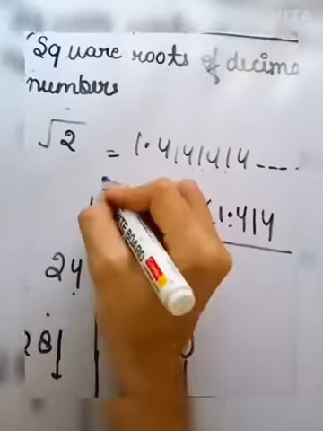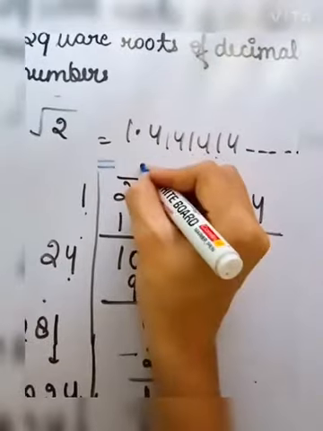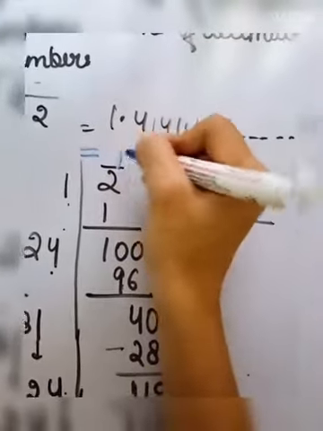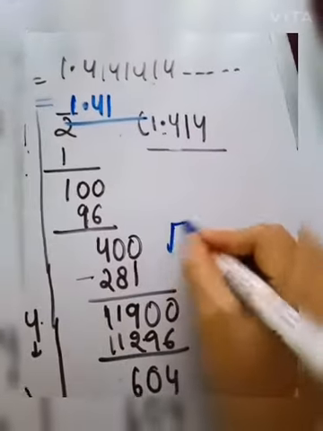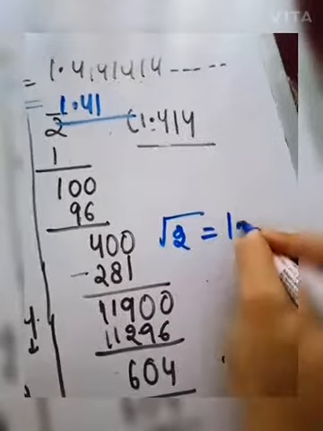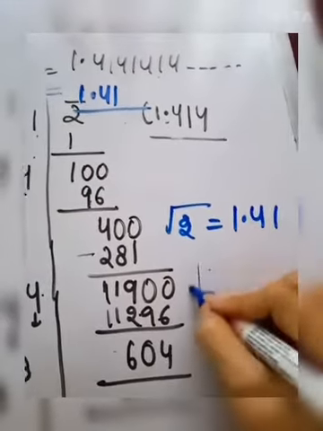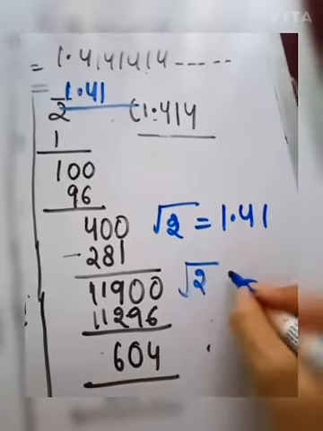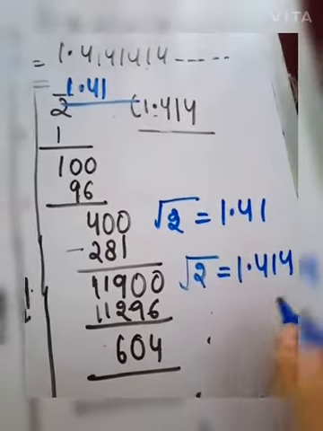So we will leave this answer in 2 places after decimal. It will be 41. So square root of 2 is 1.41. If you have to leave the answer in 3 places after decimal, it will be 1.414.